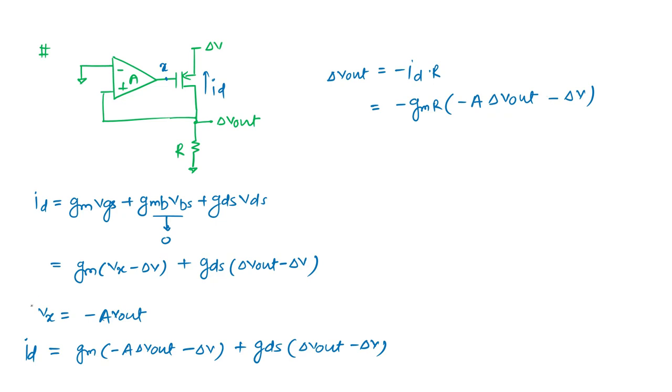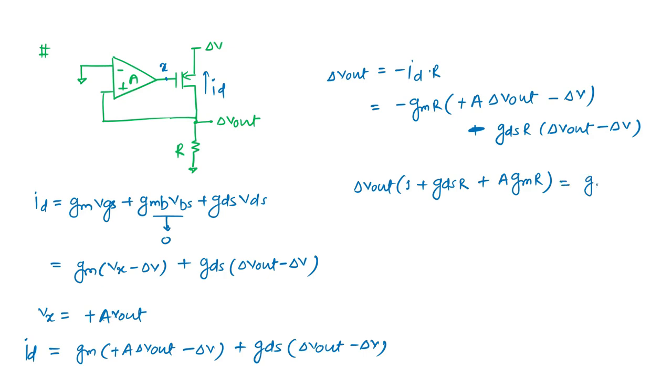Sorry, one thing I'm missing here. It should be plus, it should be plus GDS R del V out. It is minus, no? Okay, so minus GDS R. So let's take the del V out term on one side: 1 plus GDS R, okay, plus AGMR. Del V out is separated.